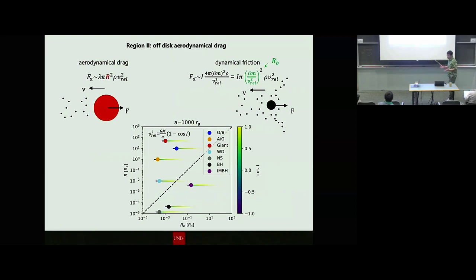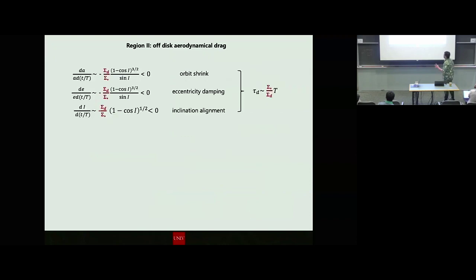Because here I talk about TDEs, we focus on the stars. So for the stars, basically for all the orbiters, if they are stars, their aerodynamic drag will dominate over the dynamical friction in this process. And if we write down the equation of motion of this disk-orbiter process, you will find that this is proportional to the ratio of the disk surface density over the surface density of the star. And here I only show a very simple case where the orbiter is in a circular orbit. In reality, it is more complicated.